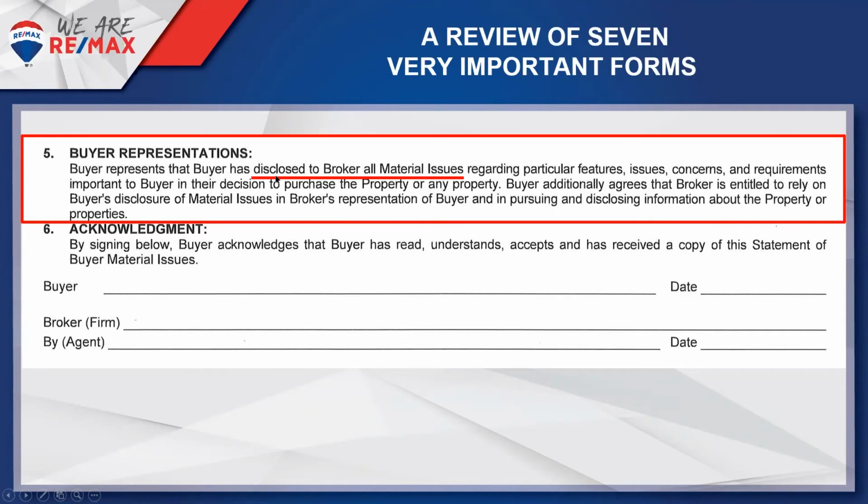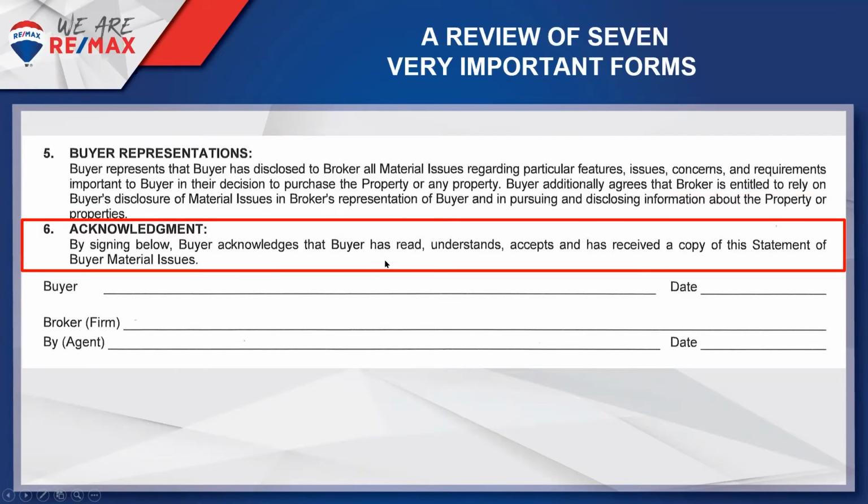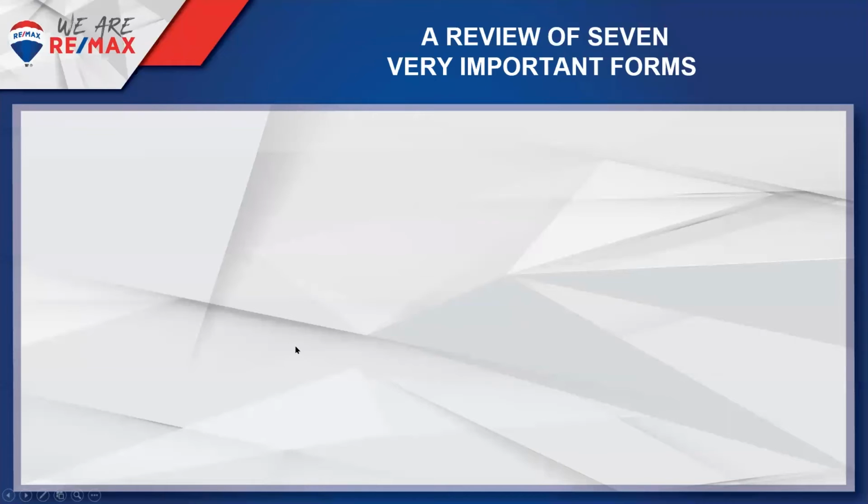The buyer has disclosed to the broker all material issues, and the broker is entitled to rely on this disclosure as to what we need to be sure that we assist the buyer in investigating. Again, we don't investigate it, we assist the buyer in investigating it. And then the acknowledgement: the buyer has read, understands, and accepts all the foregoing. So that, in a nutshell, is the BMI, a very, very good form.